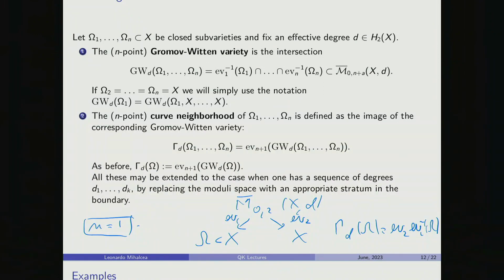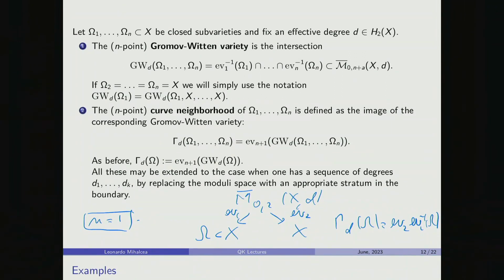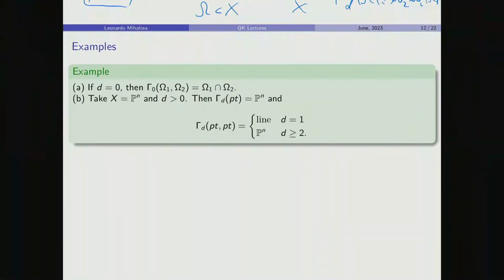I'm going to give you some examples of this. These sound maybe a bit fancy at this moment, but we can actually calculate this. We can see what they are. So I'm going to ignore this. You can do this for fancier moduli spaces when you take things in the boundary of this moduli space, and you're going to get more complicated curved neighborhoods. But let's see some examples of this.